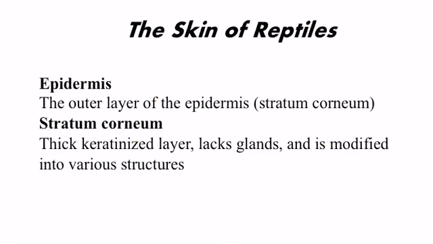Epidermis is the outermost layer of skin. The epidermis of reptiles is stratified, and the outer layer of the epidermis is called the stratum corneum. The stratum corneum is a thick keratinized layer. It lacks glands and is modified into various structures.